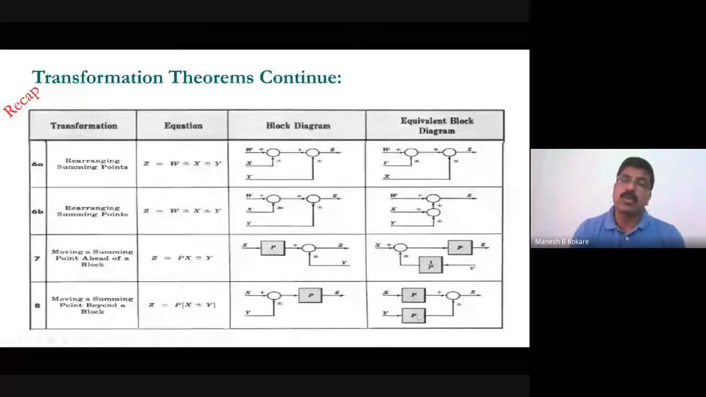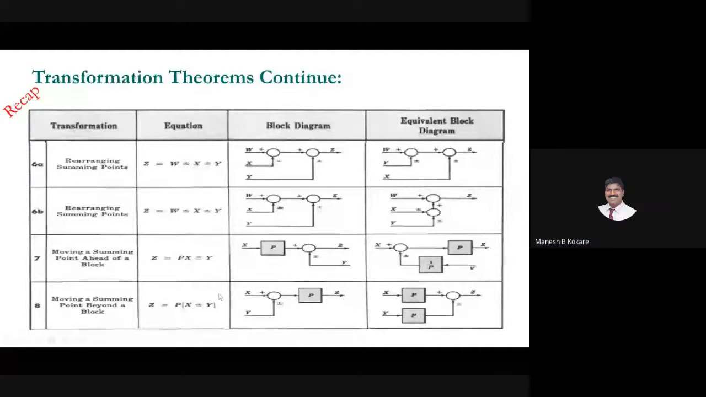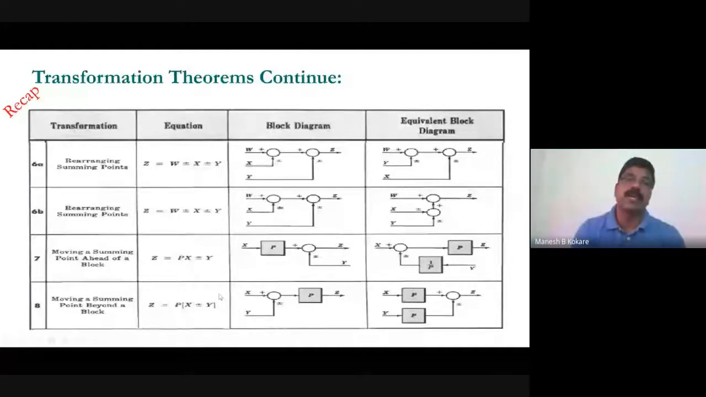So here also the same thing is there. X P plus or minus YP, right? So when you are shifting this summing point beyond the block, you have to add one.